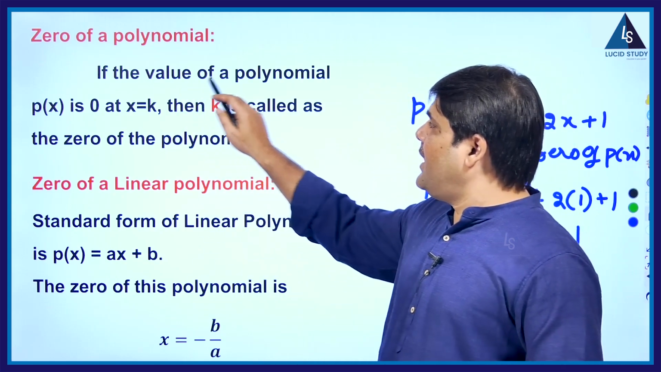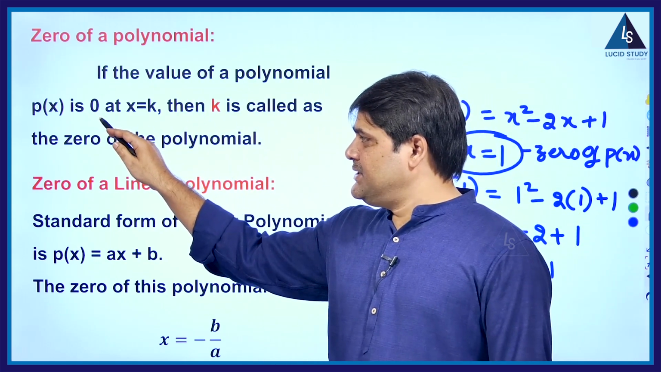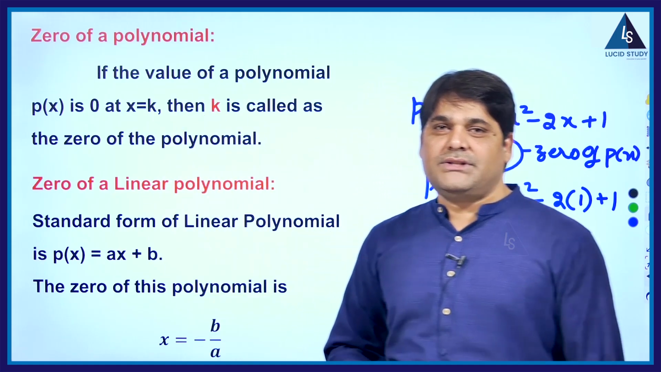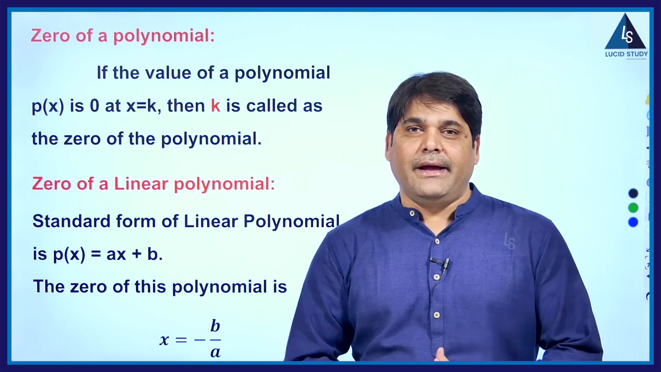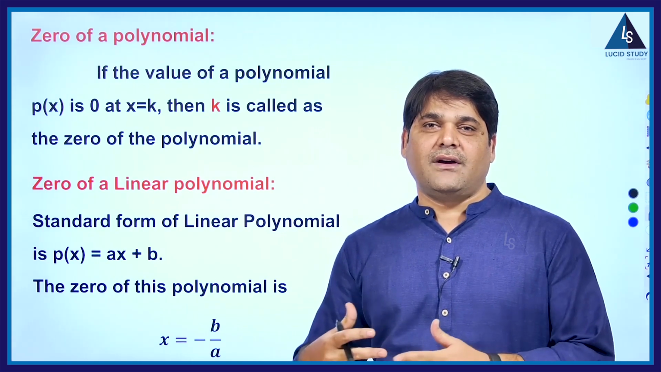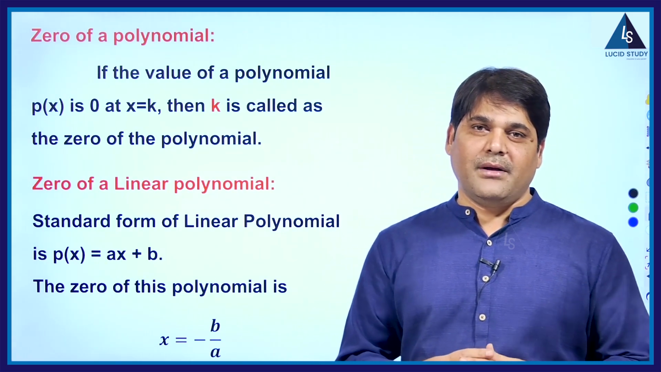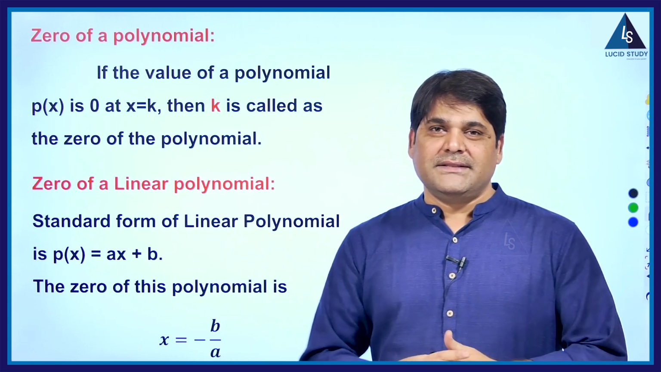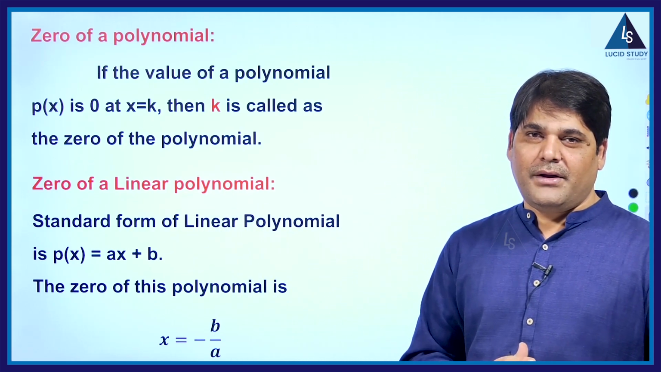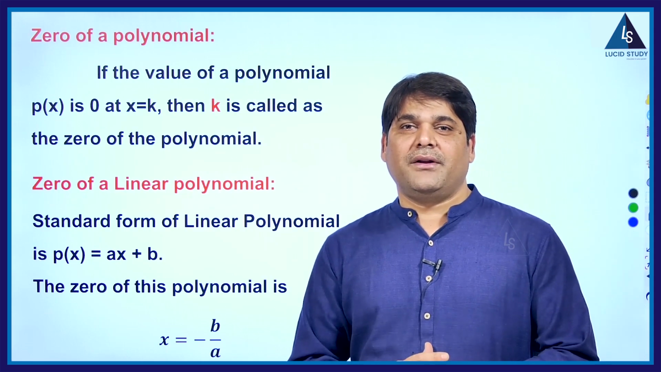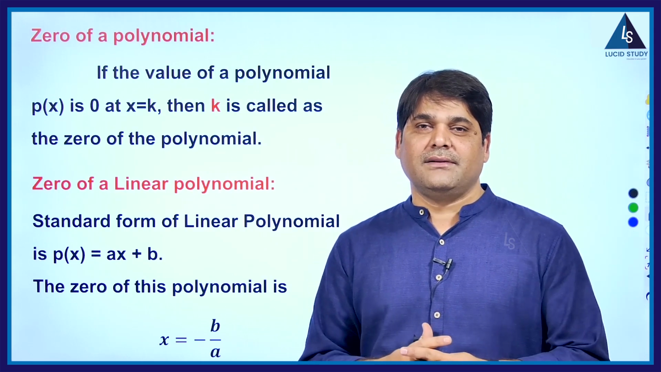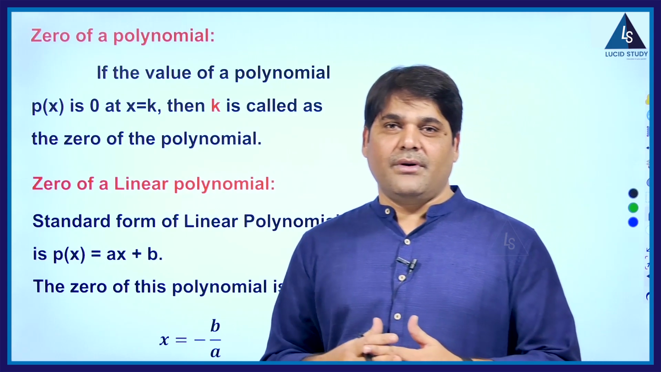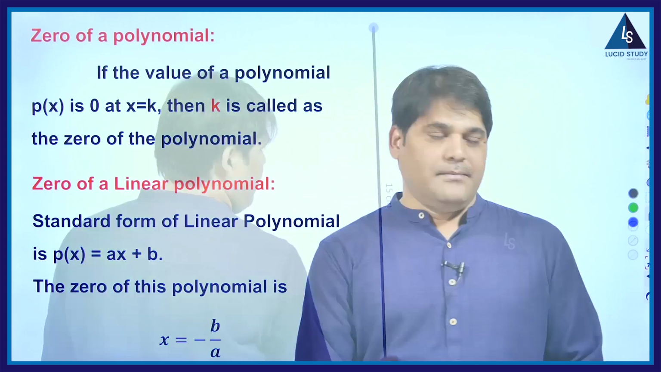So that is what we are going to give here. If the value of a polynomial p of x is 0 at x is equal to k, then k is said to be a 0 of the polynomial. Right, children? Now let us discuss the zeros of different kinds of polynomials that we have. First I am going to discuss the 0 of a linear polynomial. Linear polynomial means, what is the degree, children? Degree should be 1. What is the standard form of your linear polynomial? Let us see.